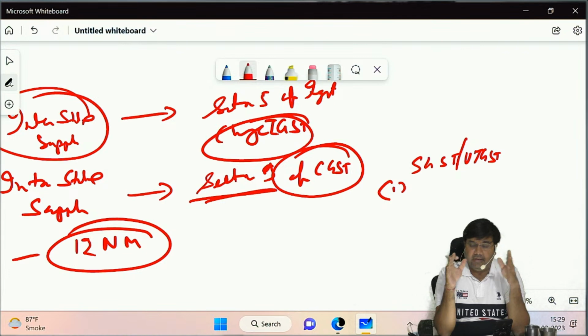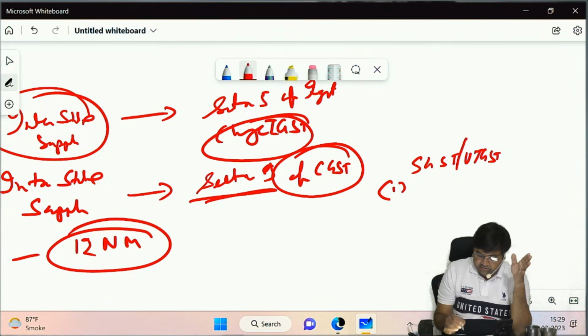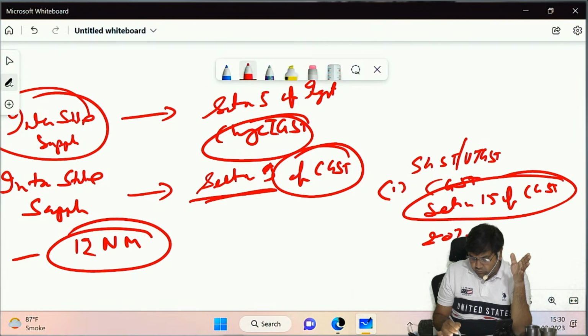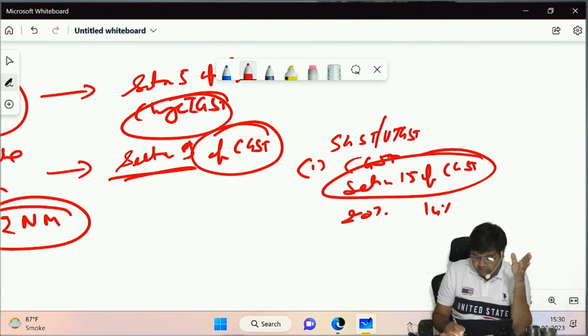So in case of any intrastate supply of goods or services or both, a tax called CGST is going to be levied. Value you are going to determine according to section 15 of CGST, and the maximum tax rate can be 20%, and the government has notified how much, 14%. Okay.